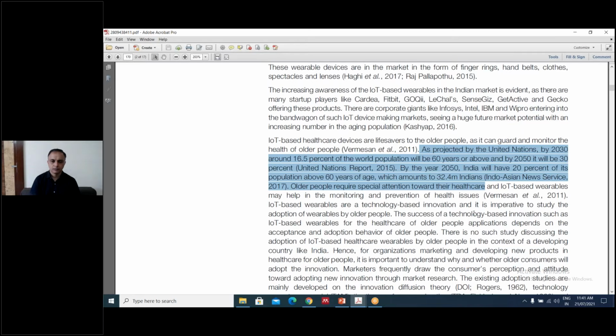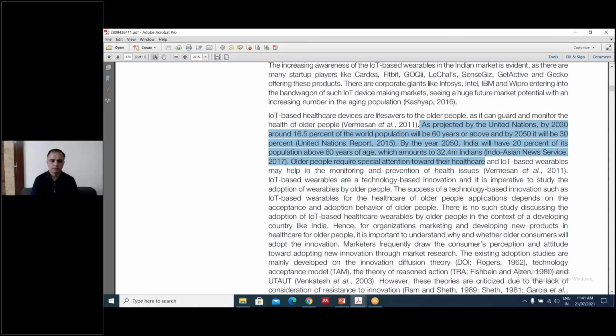So you can see very clearly IoT based wearables are explained. In the introduction part, I first explained what IoT is as a technology and what is happening in the world. As you all know, Japan and most of the developed countries have a large elderly population, and India is soon following suit. So I explained why IoT technology, what the scenario is globally and in India, why their healthcare is important, and then finally what the research question is and what the study is going to talk about.